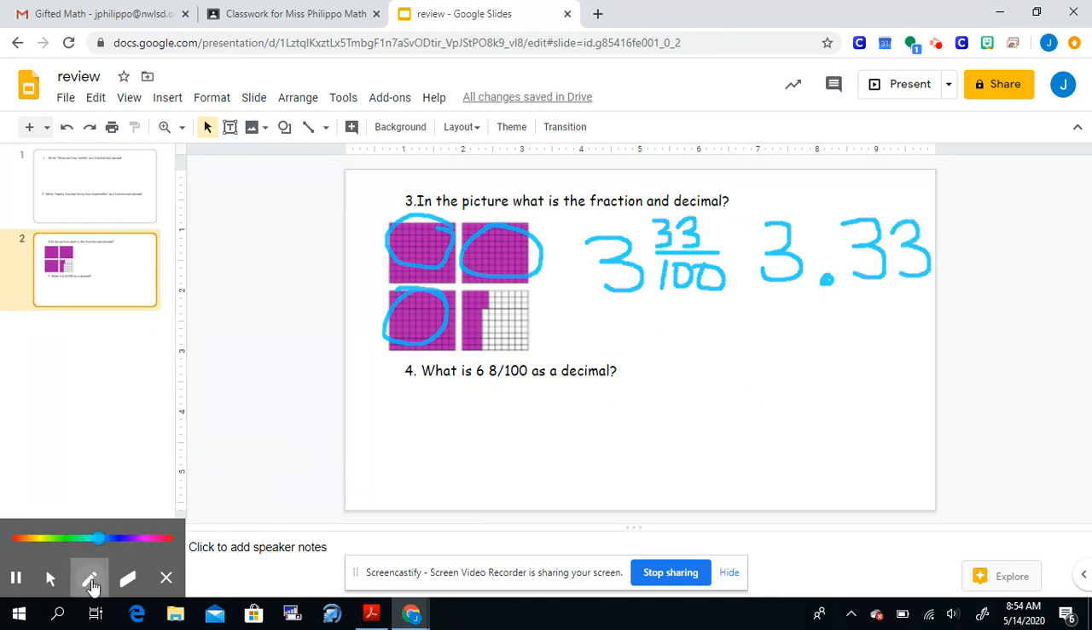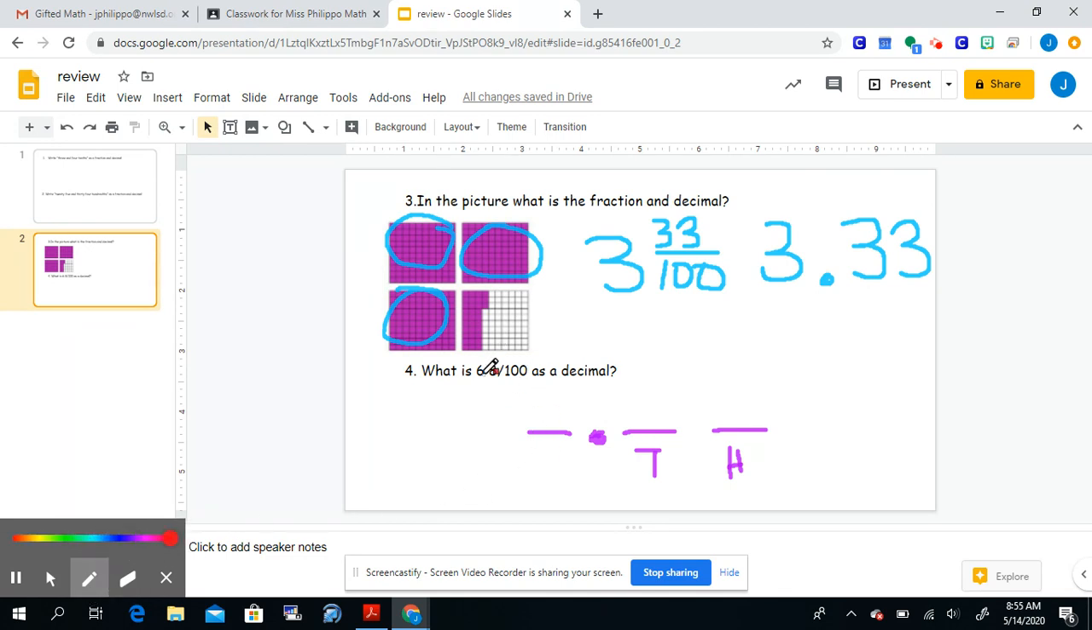Last problem is what is 6 and 8 hundredths as a decimal? Okay, so this one I definitely would suggest have your little place value chart written out. That's the ones, here's the tenths, here's the hundredths. Pause the video if you need it, okay? All right, so if you're here, you're ready for me to go over the answer.